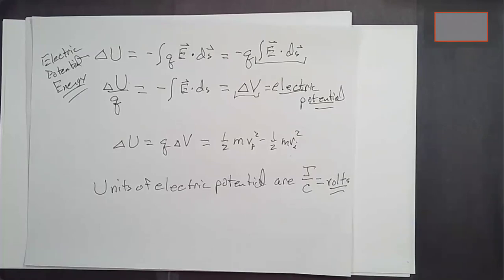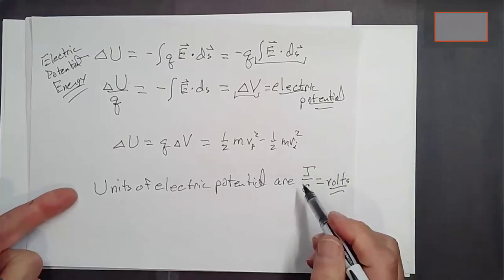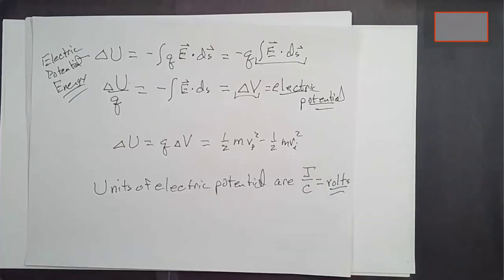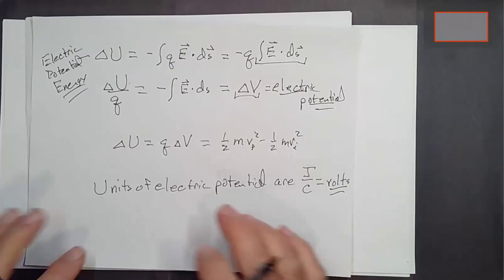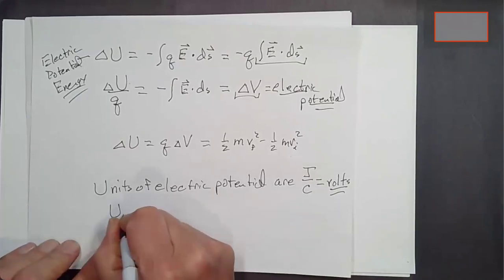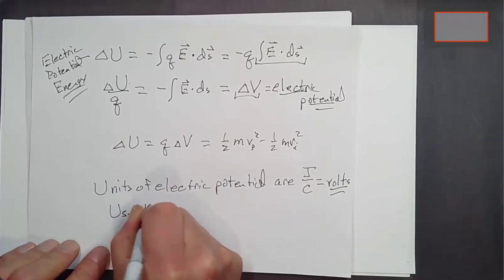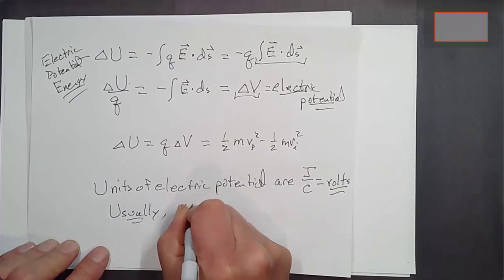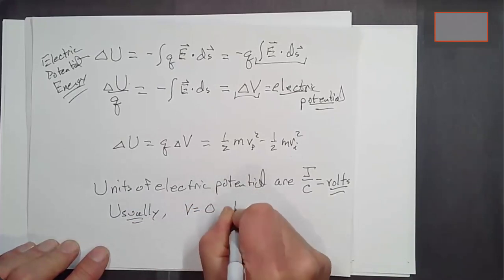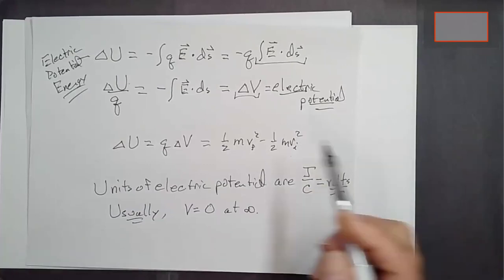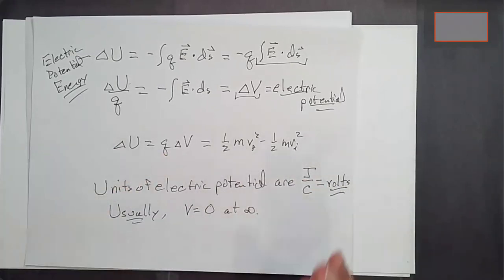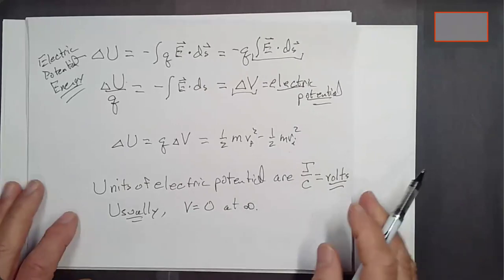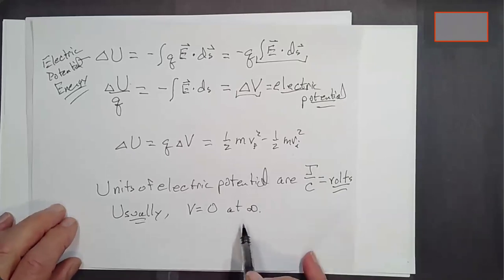Now, we also want to select a 0 point for electric potential energy and electric potential. And most of the time, for most charge distributions, we usually, and I'll say usually because sometimes we don't, V is equal to 0 at infinity. Often we're just interested in delta V's, differences in potential energy. So then it doesn't matter where the thing happens to be set equal to 0, the difference is going to be the same every time.